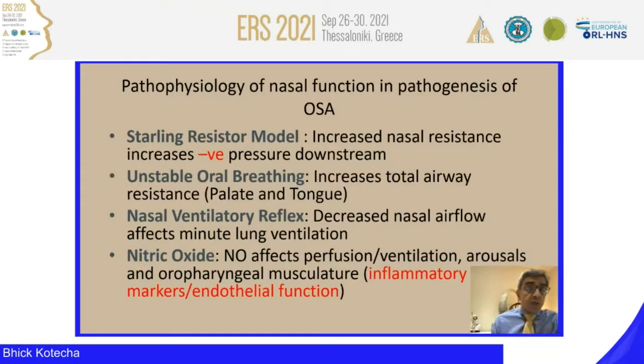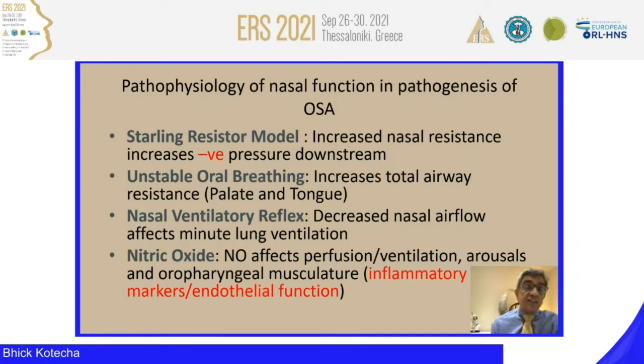In order to understand the pathogenesis of obstructive sleep apnea, one must look at the pathophysiology of nasal function. To this effect, looking at the Starling resistor model, we know that there's increased nasal resistance, which will lead to increased negative pressure downstream. If you have nasal obstruction, then it will result in oral breathing. The unstable oral breathing will increase the total airway resistance, both at the level of the soft palate and the tongue, as mentioned before.